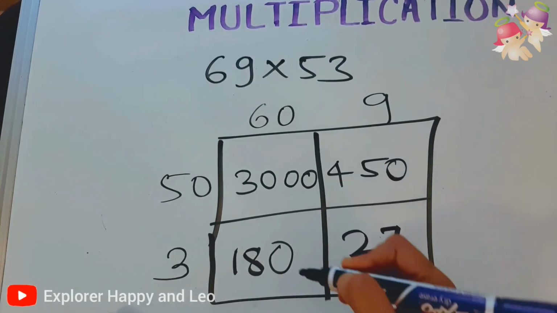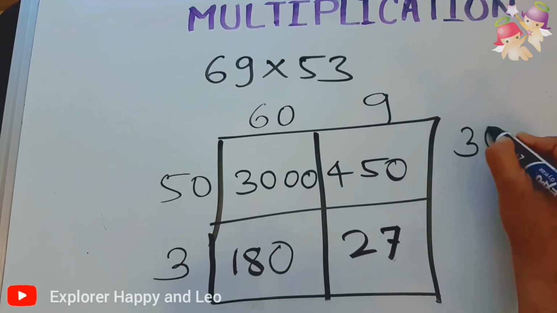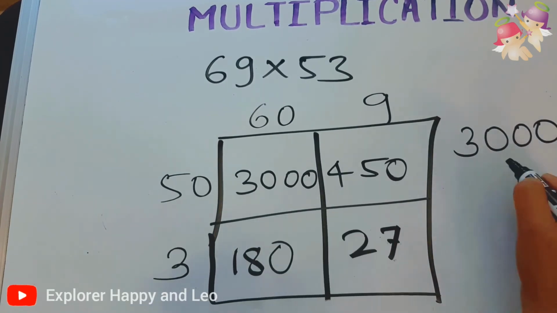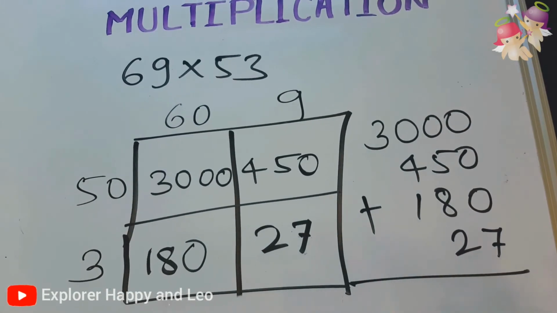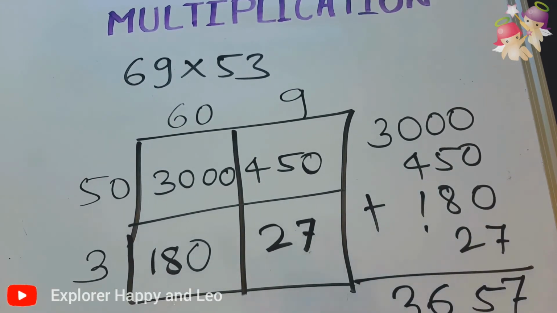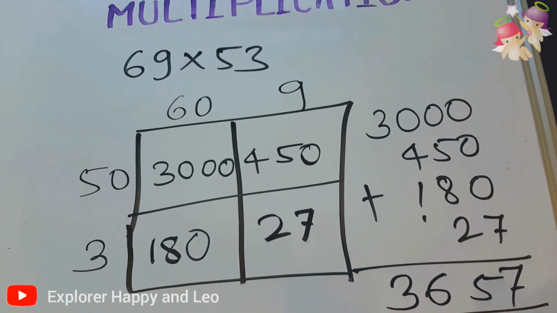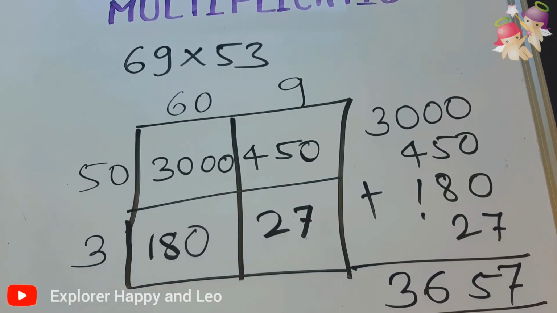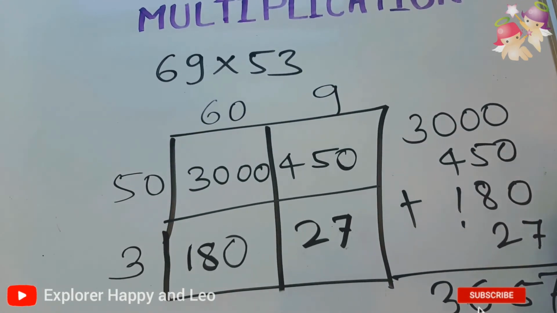Got it? Now we just have to arrange these numbers in their order. Adding these numbers together, you'll get the answer 7. The answer is 3657. Isn't it easy? Yes, absolutely.